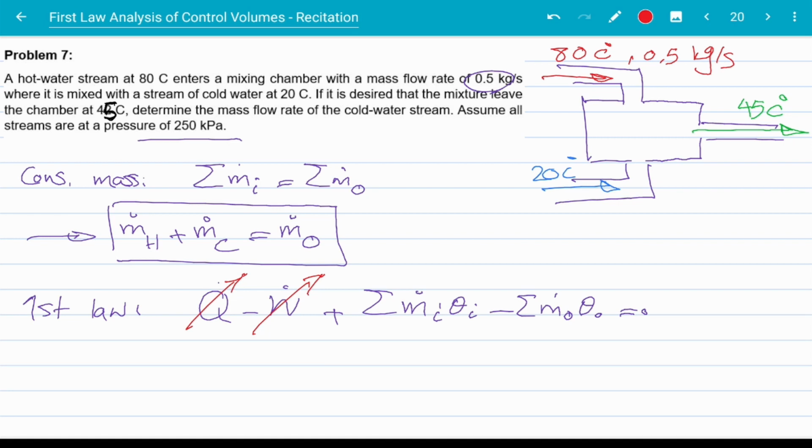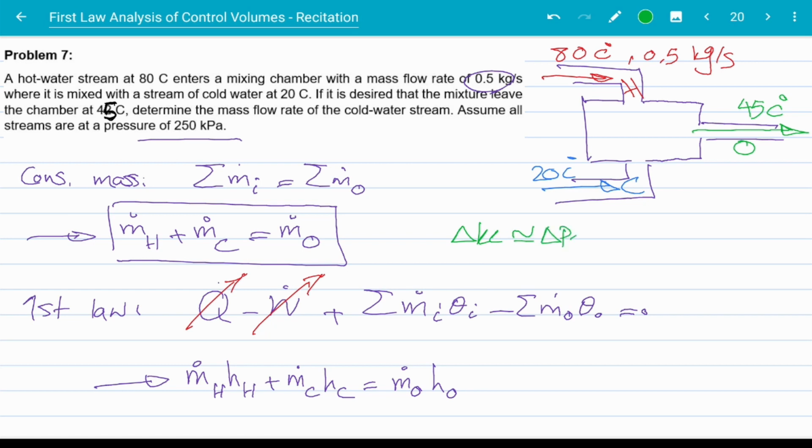So we are left with m dot h, enthalpy of H, plus m dot c, enthalpy of C, is equal to m dot out, enthalpy of out. Now, H means the hot stream, C means the cold stream, and O is the exit or outlet here. Also, I am neglecting any change in kinetic energies and any change in potential energies.